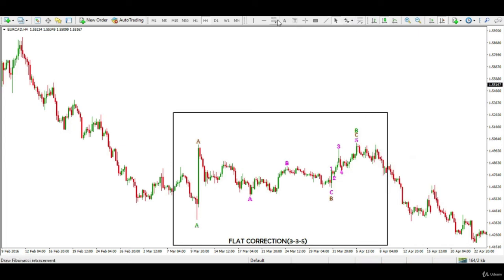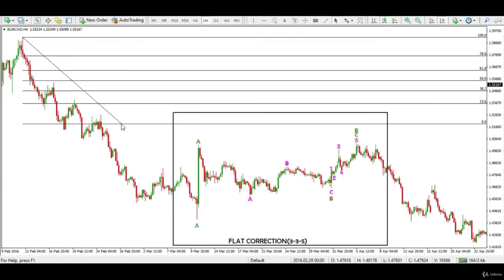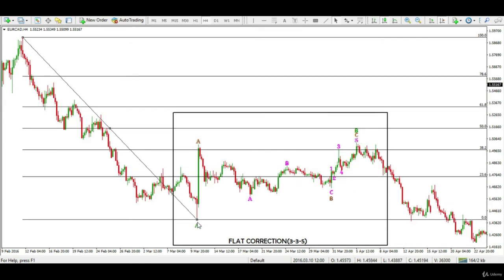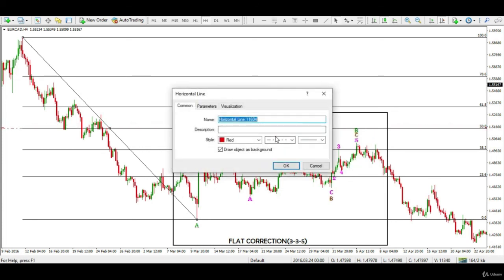Now that we have labeled our waves, the next step is to plot Fibonacci retracements to project the termination point of this correction. Once again, you can see that price never went above or below the price region of wave A of this correction.